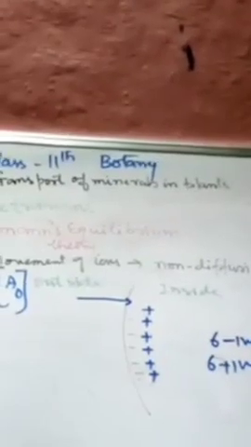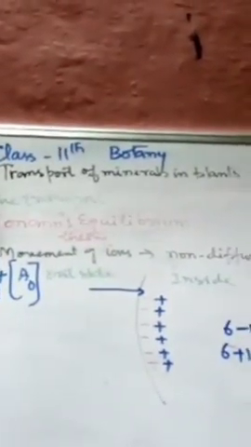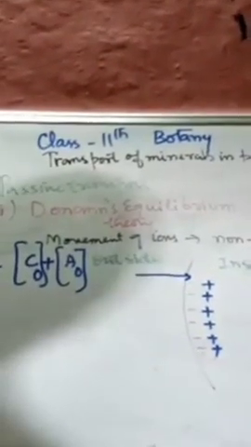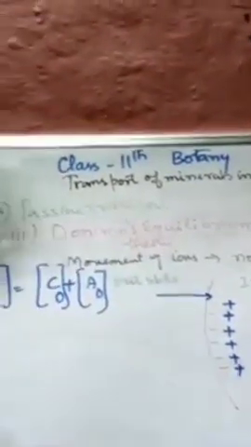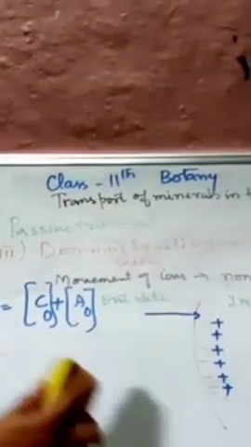So we have got various theories regarding this. In this passive transport, first we have studied the mass flow hypothesis, second we have discussed the ion exchange theory, and third we have the Donnan's equilibrium theory. This was all about this, and tomorrow we will discuss active transport of the ions.